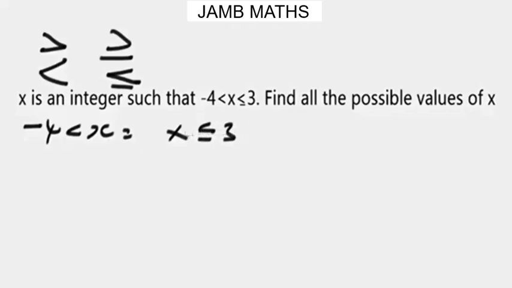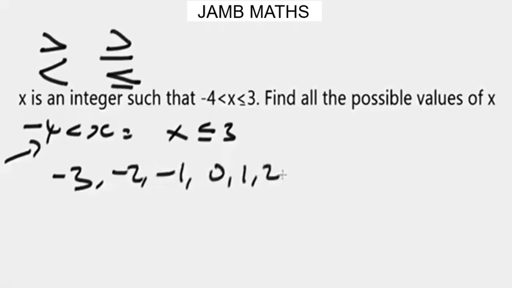Okay, now having known this, to get the integer such that the values of x range from -4 to 3, having known that this one here stands for x being greater than -4, the possible values of x now will be values from -3 to 3. So we're going to have -3, -2, -1, 0, 1, 2, and 3. All right, so these will be the possible values of x.